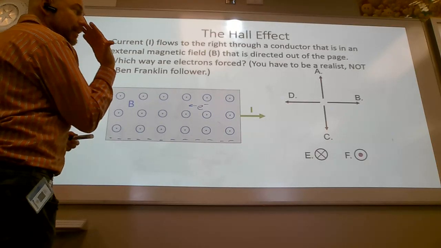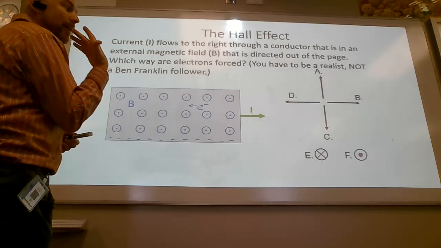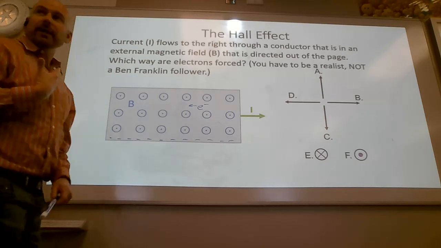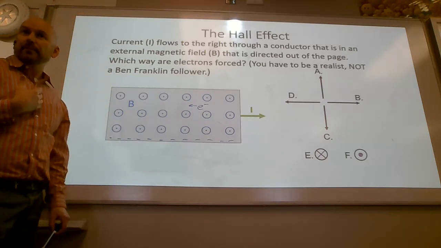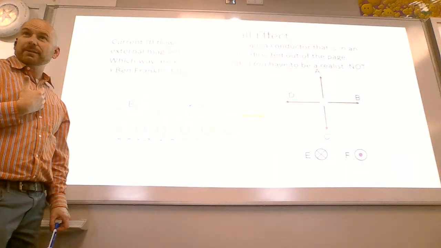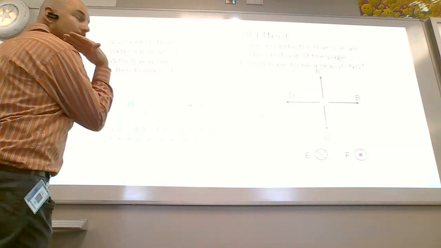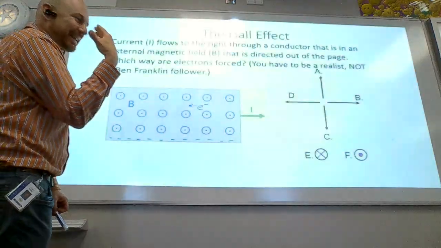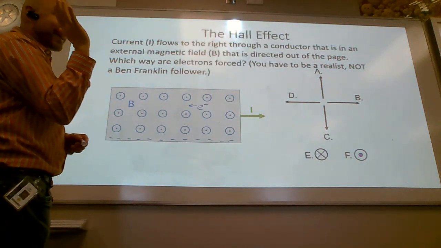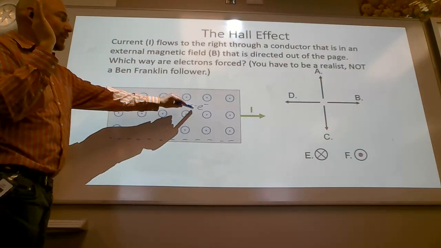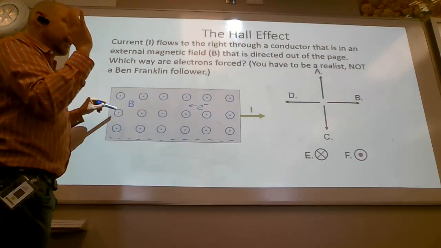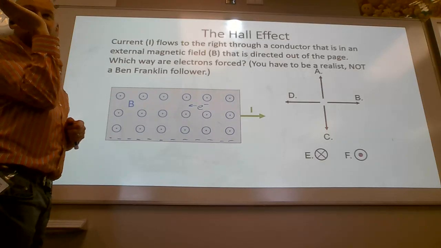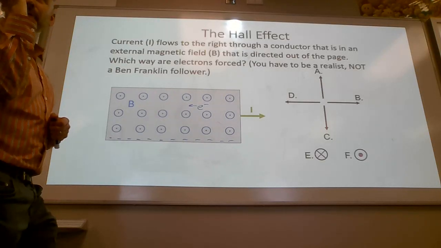Because doing it Ben Franklin's way, you get positives going down. That's not the right answer. The right answer is you have to take into account both the fact that electrons are going to the left, in the opposite direction of current, and that they are negative. It's not a double negative. You have to incorporate both of them.